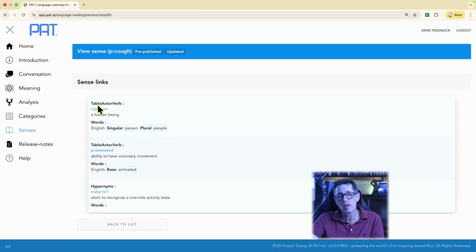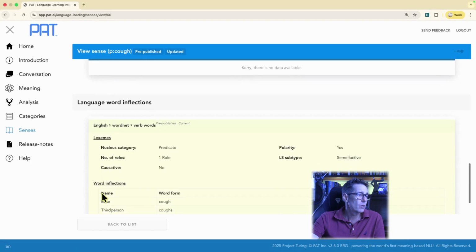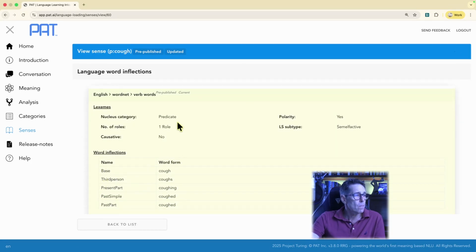It helps us understand in a long sentence what makes sense and what doesn't. So we're allowing the actor to be a person or something that's animated. So a robot can cough, a person can cough, a dog can cough, they're animated, and we then allow it any sort of syntax that aligns with a one-role activity. Won't explain how that works for now. And then finally, in terms of its meaning, it's a one-role predicate.